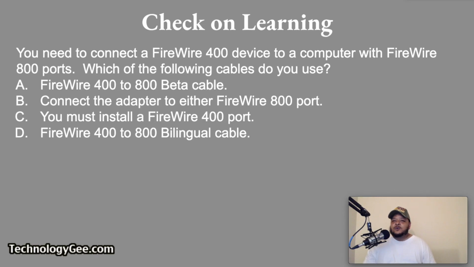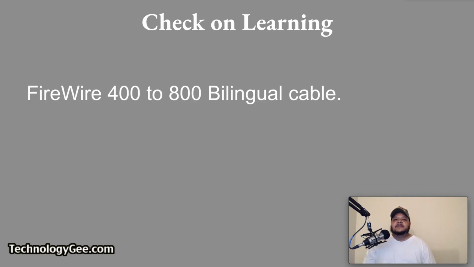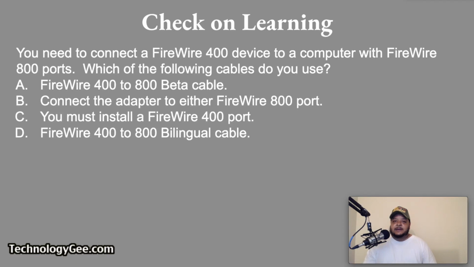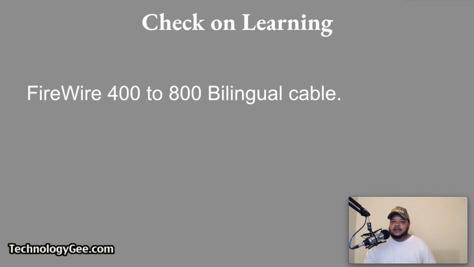So you have a FireWire 400 device with a FireWire 400 cable hanging out of it, and you were trying to connect it to a computer that supports FireWire 800 ports. Which connection, which cable would you use? The correct answer would be the FireWire 400 to 800 bilingual cable. So basically that is a cable that you can connect to your device that supports either 400 or 800, and it can connect to the computer that, in this example, is only supporting FireWire 800.